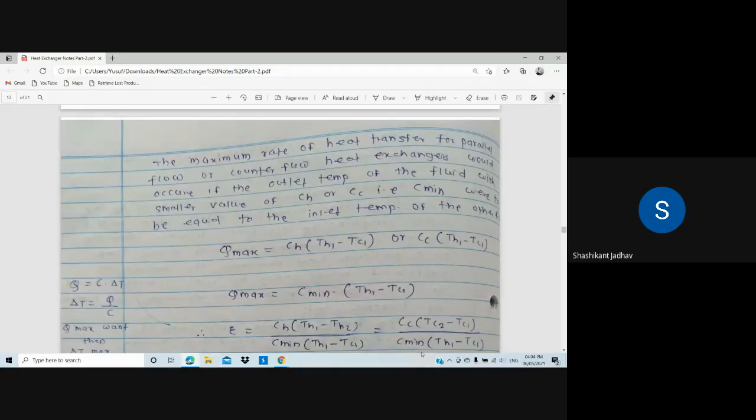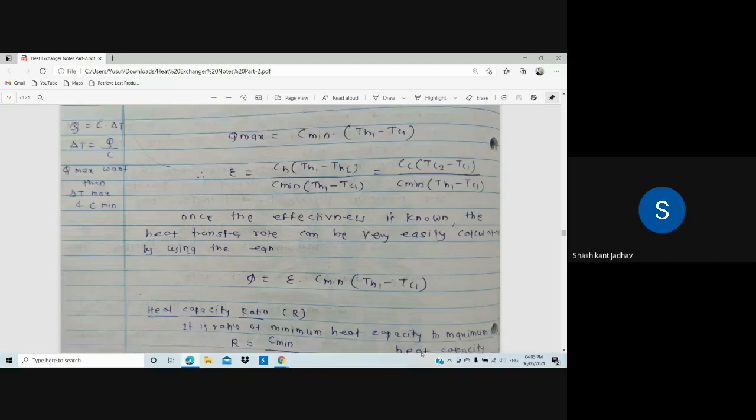Okay, so this is the equation to find out the value of effectiveness of the heat exchanger, actual heat transfer divided by maximum possible heat transfer. So what is the equation for that? Effectiveness is equal to CH into bracket TH1 minus TH2 divided by C minimum into TH1 minus TC1, is equal to CC into bracket TC2 minus TC1 divided by C minimum into bracket TH1 minus TC1. Okay. So once the effectiveness is known, the heat transfer rate can be very easily calculated using the equation Q is equal to effectiveness into C minimum into bracket TH1 minus TC1.